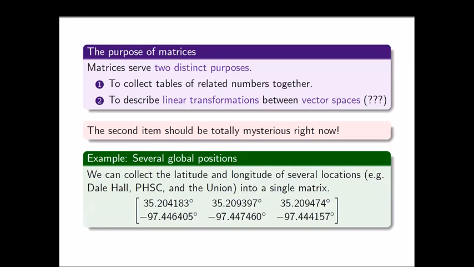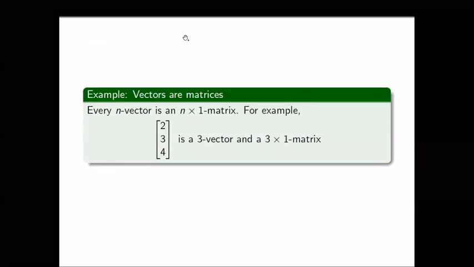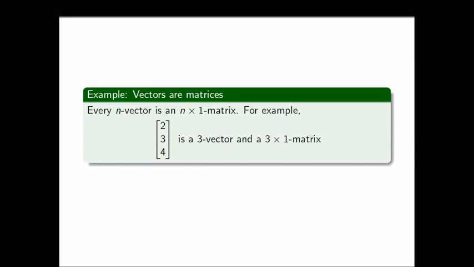And here's an example for a matrix, very similar to the latitude longitude example that we saw a moment ago. So here are some locations on campus, and you can find their latitude and longitude values, and you can store them together in a single matrix. So here's a fun fact. Every n vector, or a vector of length n, can be treated as an n by 1 matrix. For example, this vector 2, 3, 4 is a vector of length 3 and can be treated as a 3 by 1 matrix because it has 3 rows and 1 column.